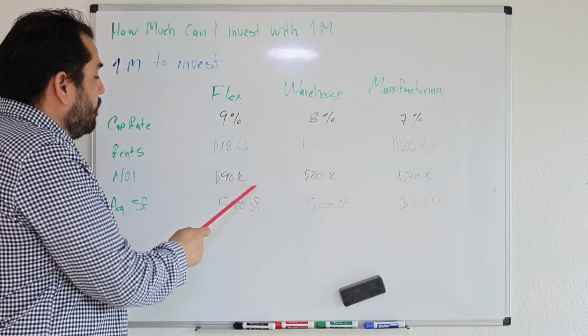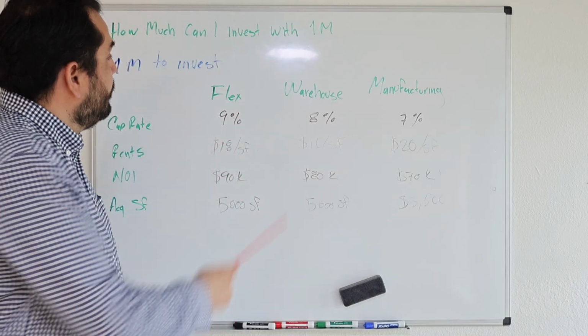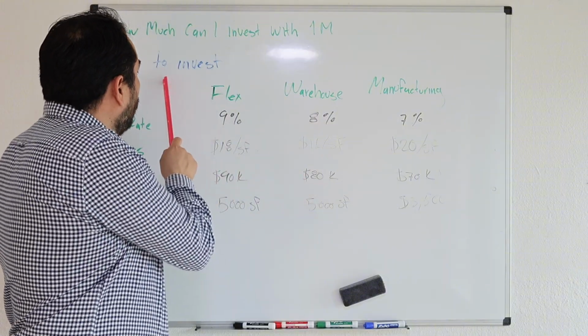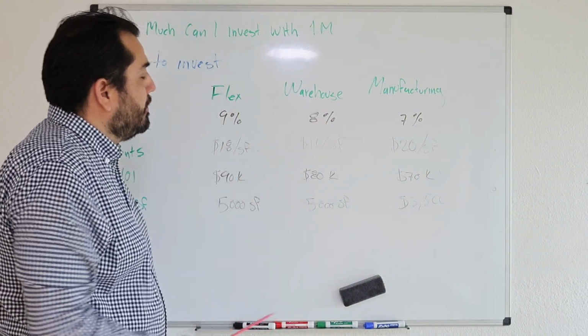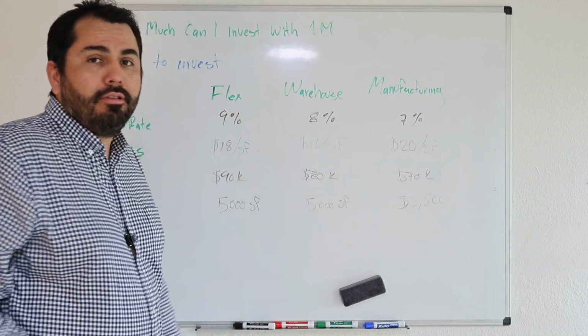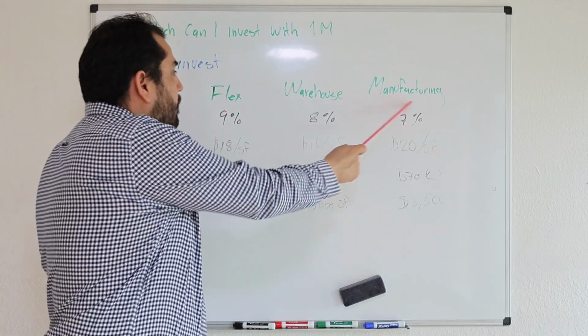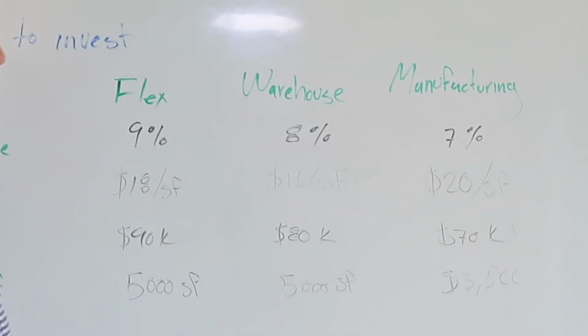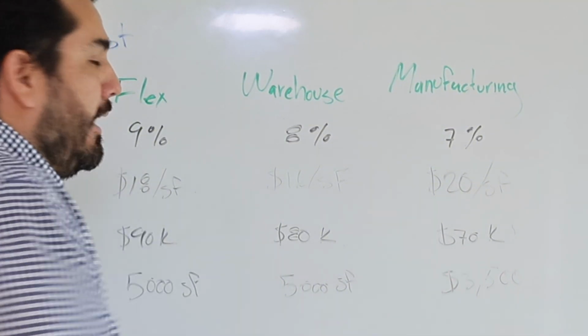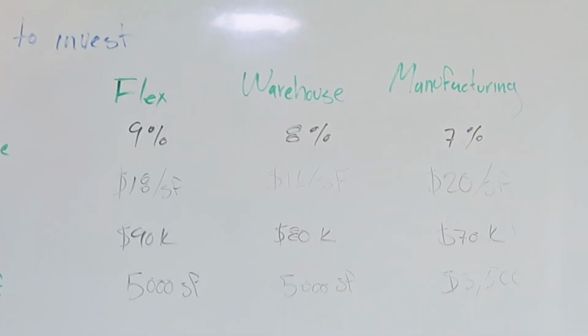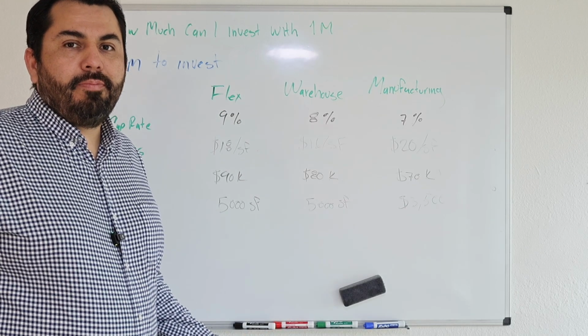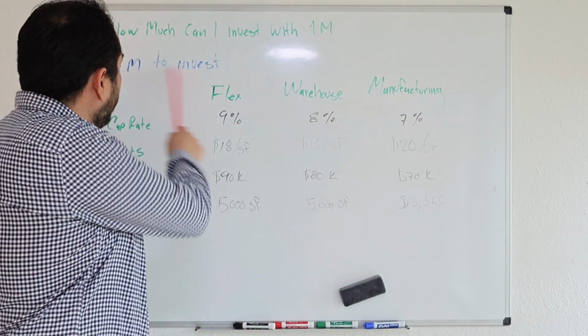Then the net operating income: for $1 million, we have 90K. We have $90,000 on the flex space. On the warehouse, we have 1 million times 8%, $80,000. And last, in the manufacturing, we have 7% times 1 million, we have $70,000.